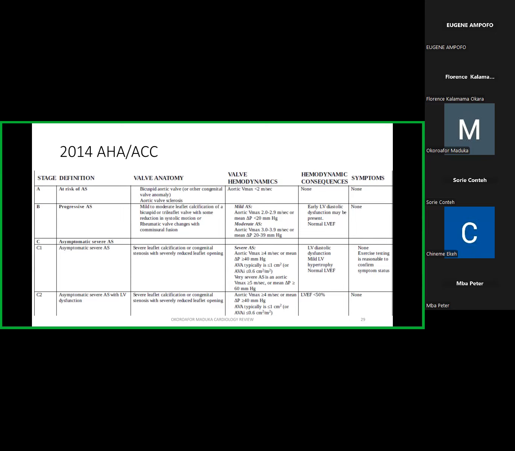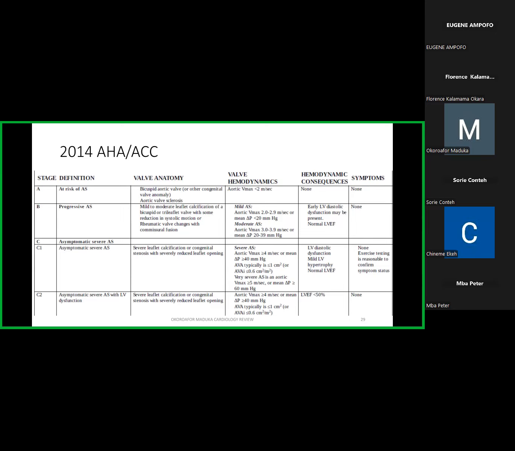For people in stage B, the progressive aortic stenosis, they could have mild to moderate hemodynamic changes that suggest aortic stenosis. For instance, for moderate, the velocity across the aortic valve could be between 3 and 3.9 meters per second, which is moderate.